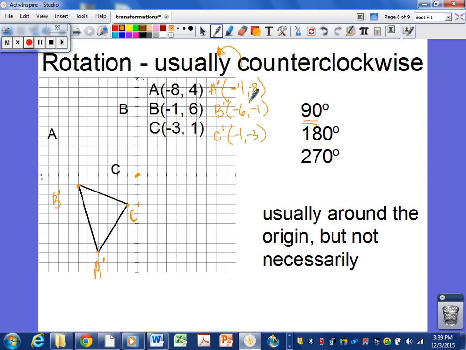Okay, so let's take a look here. Here we had a point at (-8, 4), and it went to (-4, -8). Okay, (-1, 6) became (-6, -1). And if we're looking here, you notice some things: the -8s are the same number, the -1s are the same number, the -6s are the same number. They're just in a new position.